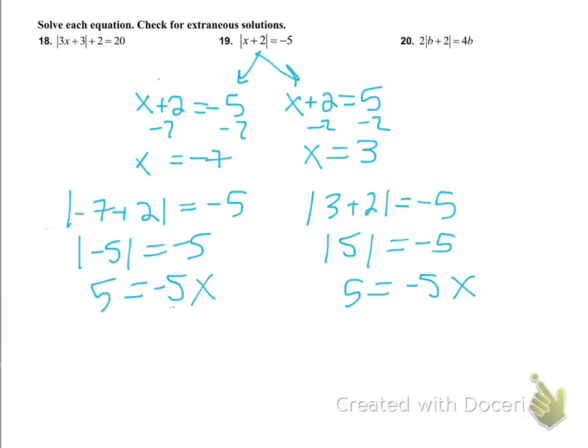Okay, so my next one, I'm going to erase all this and get ready for the next one. There's something attached to my absolute value. Right now it's being multiplied, so to get rid of it we need to divide it. So now I have b plus 2 is equal to 2b. Nothing else to move, so I'm going to go to the split.